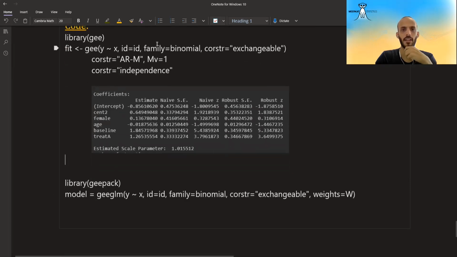Now, with gee, I couldn't use weights. So there's also a package, geepack, and the function is geeglm. And here it's the same syntax as before, but you can also use weights. I'm not sure if maybe there is a possibility to use weights in the regular gee, but I couldn't find it.